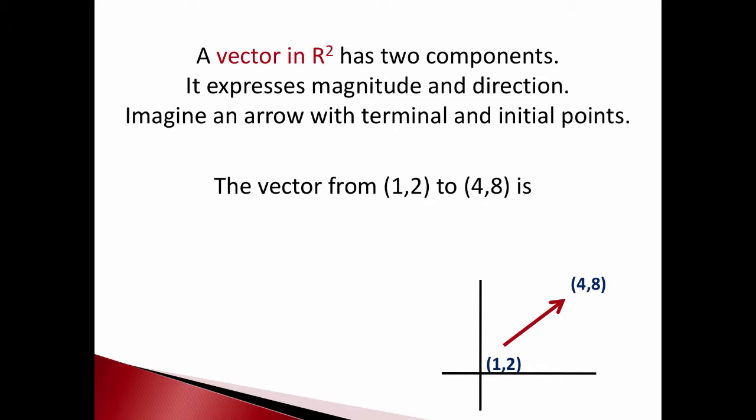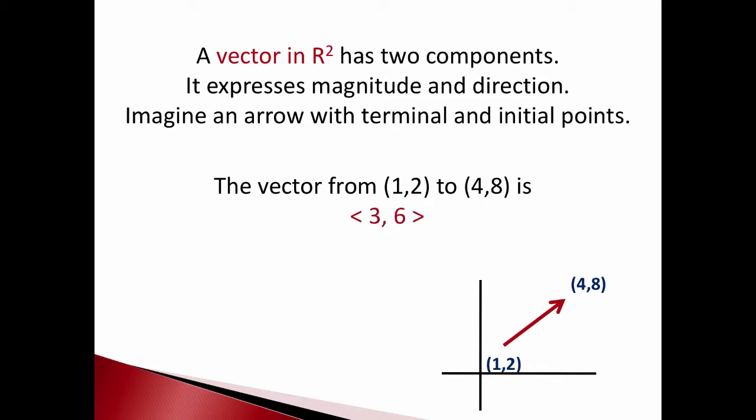Rather than describe it by drawing little vectors around, we need better notation than that. What this vector really is, is like directions on how to get from the point 1, 2 to the point 4, 8. Well, from the 1 to the 4 in the x direction, I need to go 3 units. And in the y direction, from 2 to 8, I need to go 6 units.